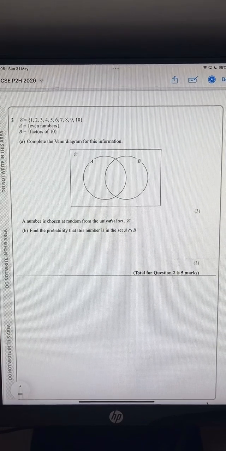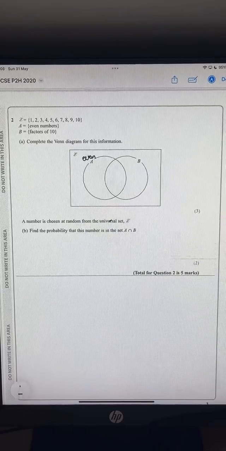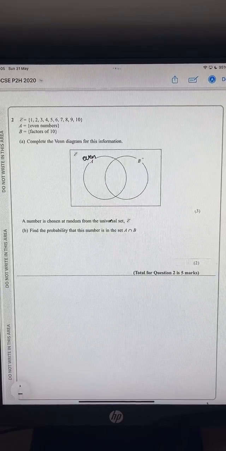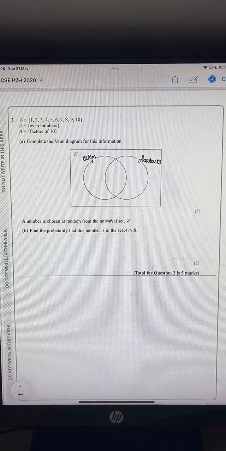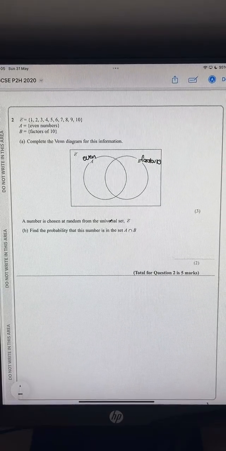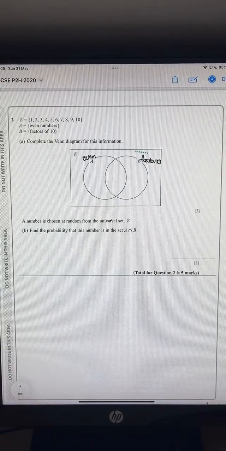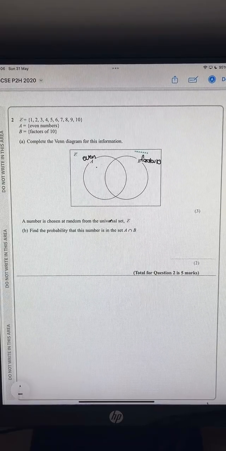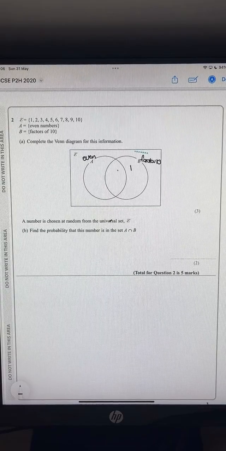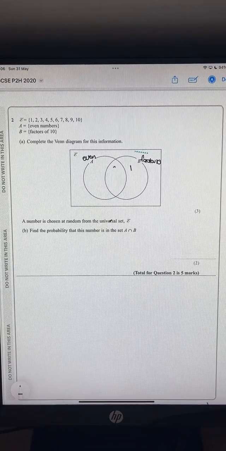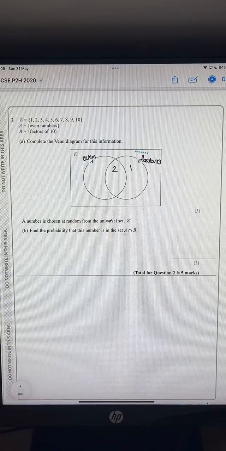So what I like to do is label on my diagram too. So this is going to be my even side, and this is going to be my factor of 10 side, just so I know. And I'm going to go through all my numbers 1 through 10 and then decide where to put them. So 1 is not even, but it is a factor of 10, so I'll put that there. 2 is even and is a factor of 10, so put that in the middle. It's at the intersection of both.